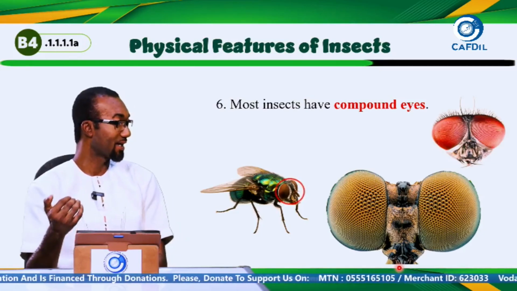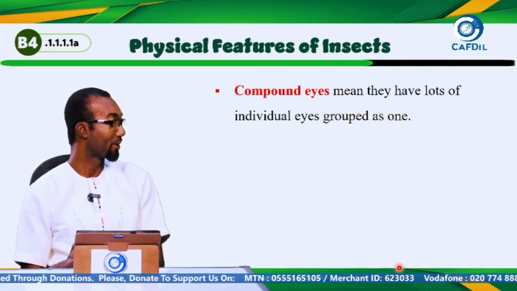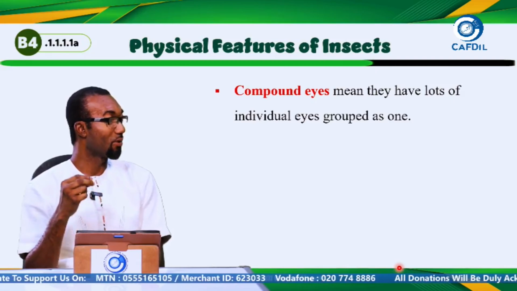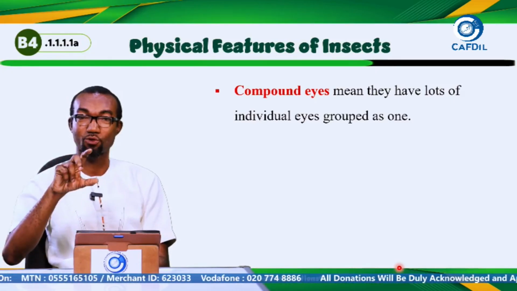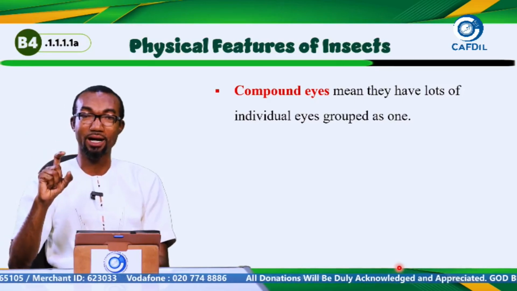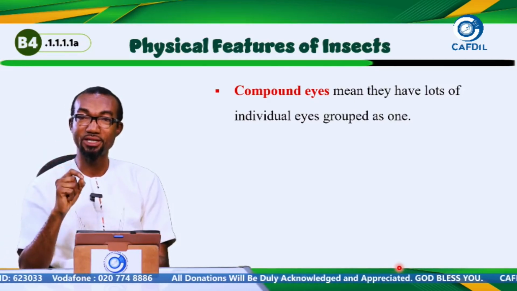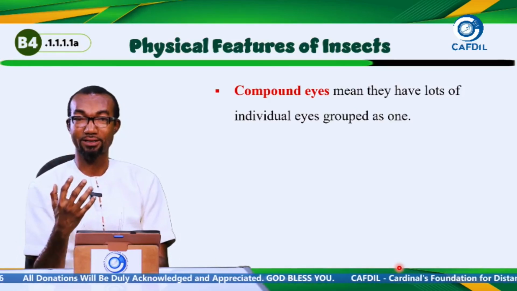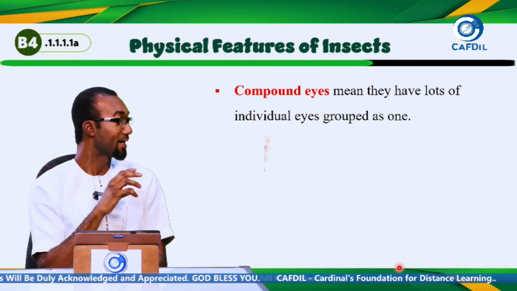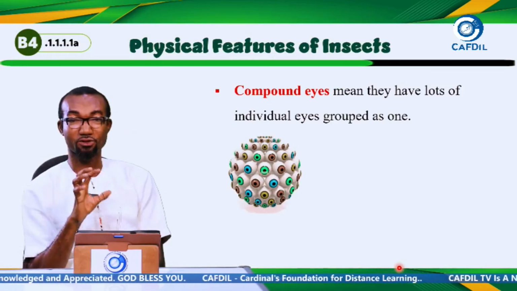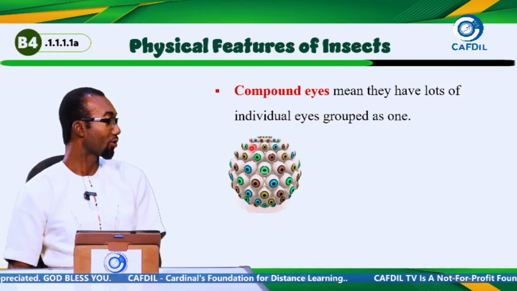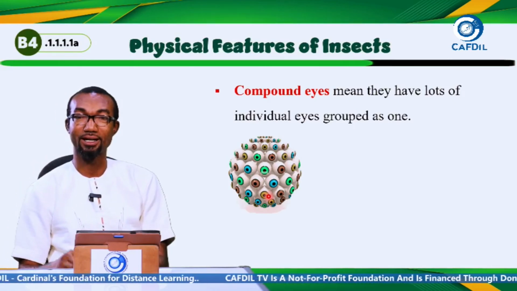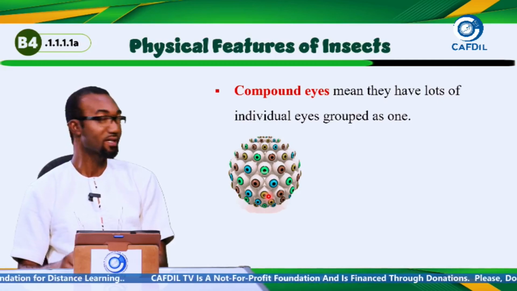So when we bring that meaning to the eye, when we talk about compound eyes, we mean that they have a lot of individual eyes grouped as one, just as a compound has a lot of rooms grouped in one house. So compound eyes means they have a lot of eyes grouped as one. We have a pair of eyes, 1, 2, but they have lots of these eyes grouped as one, as you see here. So a lot of eyes grouped as one is what we call compound eyes, and that is what the insects have. So insects have compound eyes.